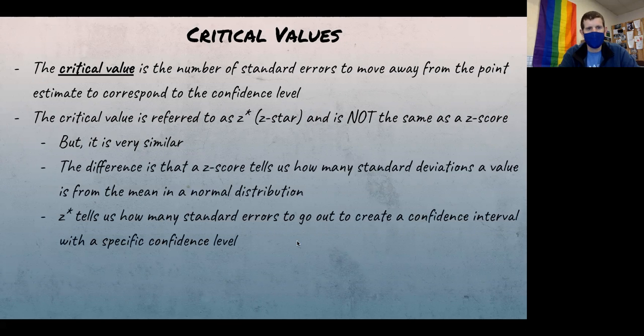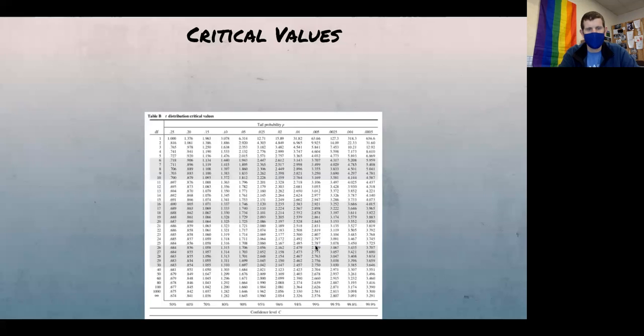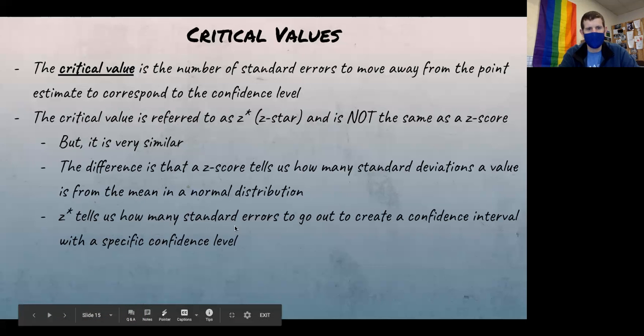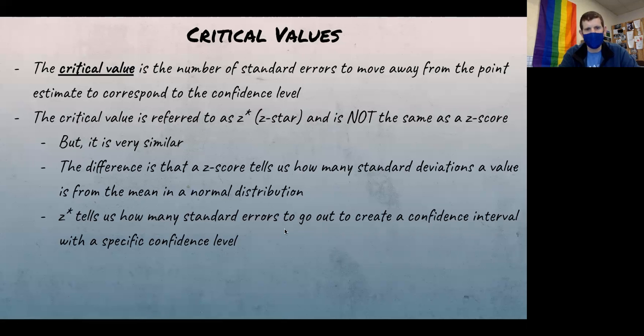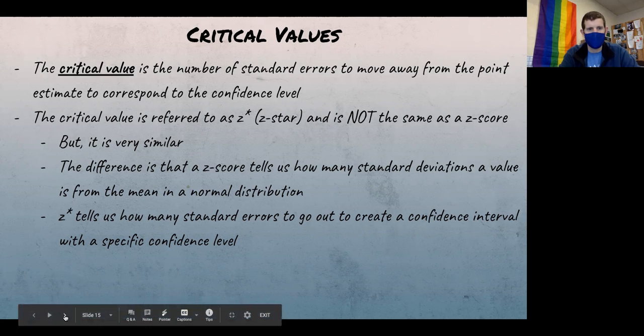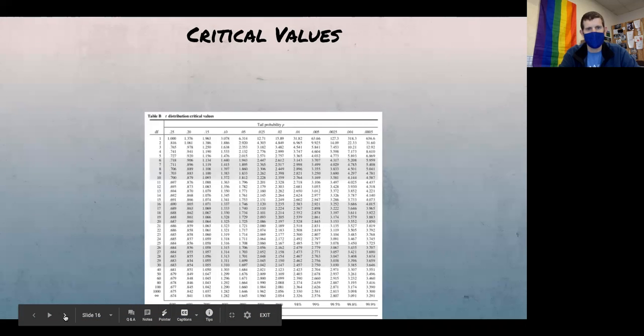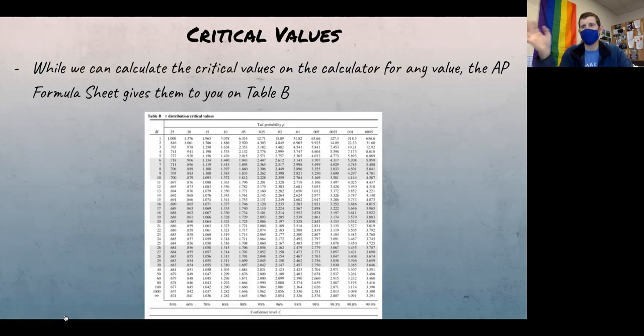Okay, and you can see kind of a distinction here. So the distinction, I'll just bring it back up again. Z star is specifically the critical value, and it tells us how many standard errors we need to move from a point estimate in order to create a confidence interval. Okay. So if I'm going too fast, if you want to see any more of that, you can stop me at any point.